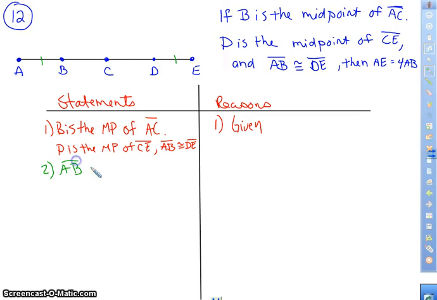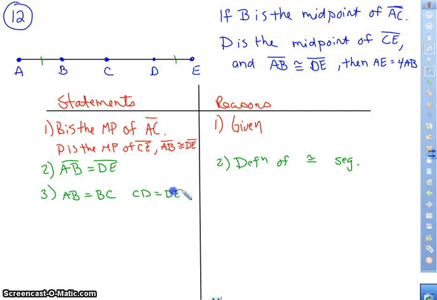So now I'm going to say segment AB is equal to segment DE by definition of congruent segments. And then also from my given, I'm going to say, since B is the midpoint of AC, then AB is going to equal BC. And if D is the midpoint of CE, then I'm going to say CD equals DE. And that is just by definition of a midpoint.